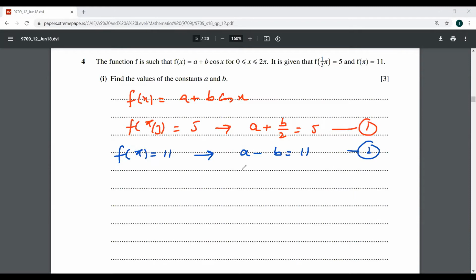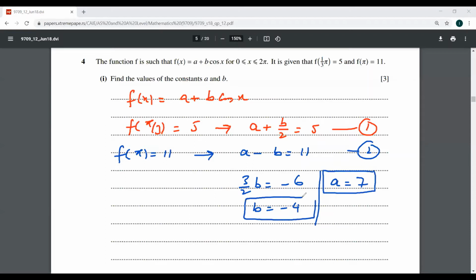I think we should subtract them. So we'll have 3 by 2 b, that is equal to minus 6. And your b is going to be minus 4. And you put that into the second equation. Your a is 7. Please check if a is 7 and b is minus 4. Yes, Aisha, please check the answer, beta.